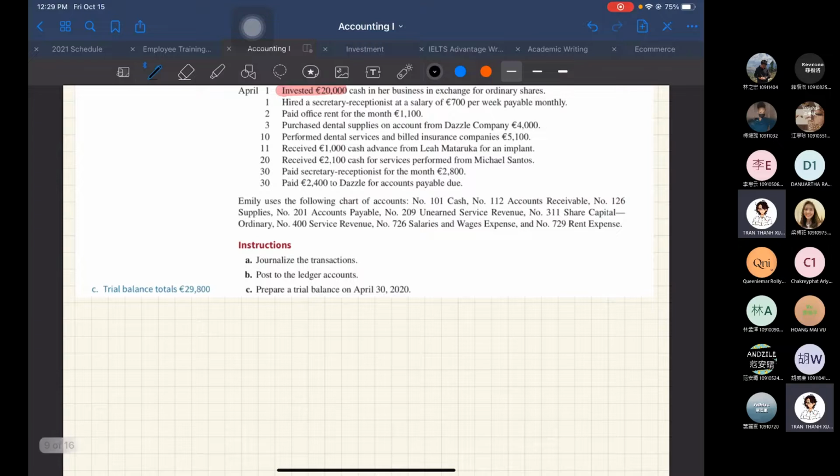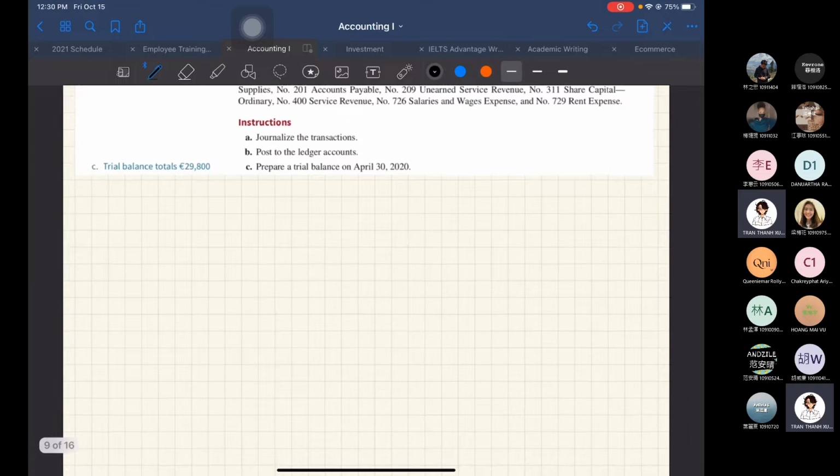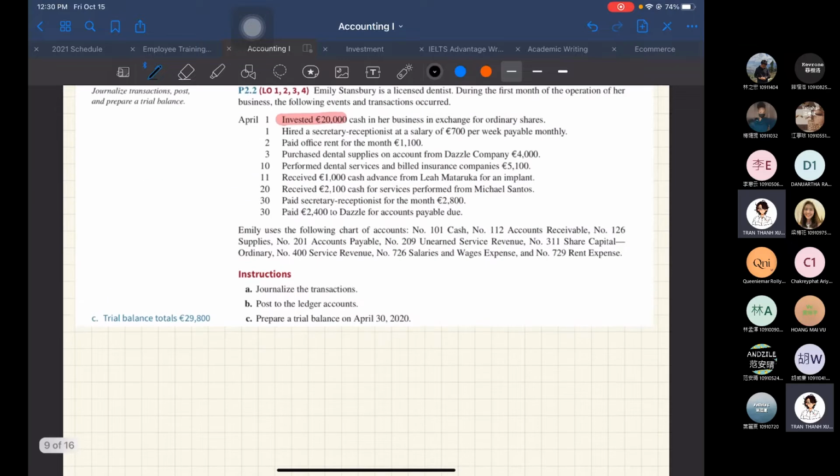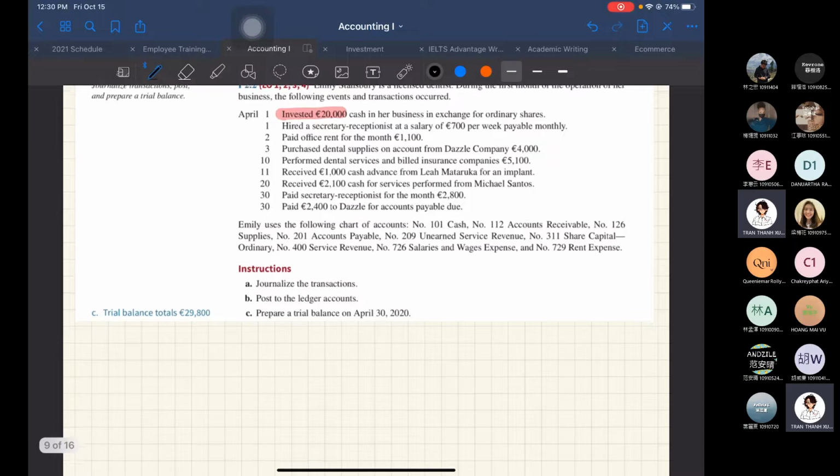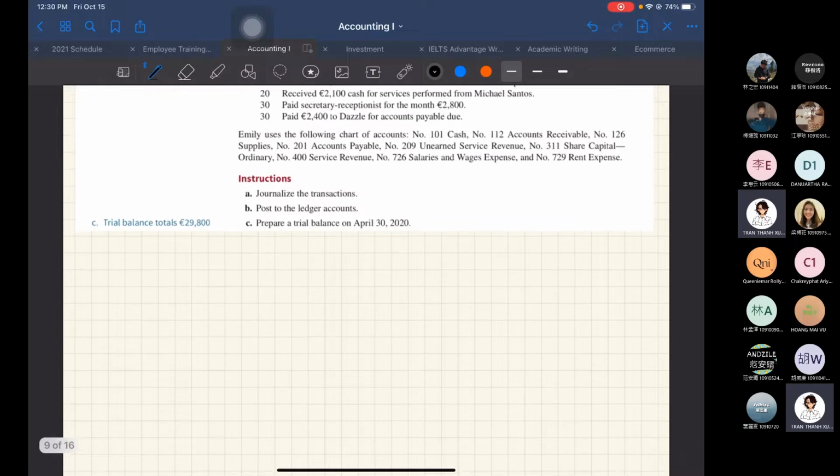Okay, so first we need to generalize the transaction. Can anybody tell me the first transaction? Invest 20,000 euro cash in her business in exchange for the ordinary share.